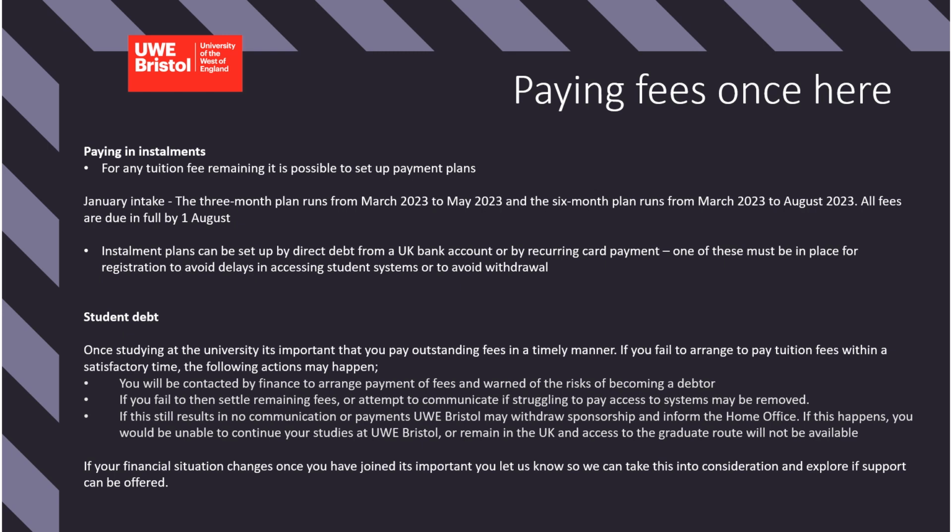If you fail to then settle remaining fees or attempt to communicate if struggling to pay, access to the system may be removed. If this still results in no communication or payments, UWE Bristol may withdraw sponsorship and inform the Home Office. If this happens, you will be unable to continue your studies at UWE Bristol or remain in the UK, and access to the graduate route will no longer be available.